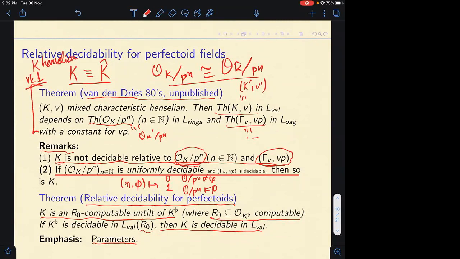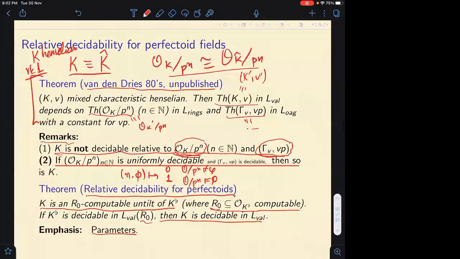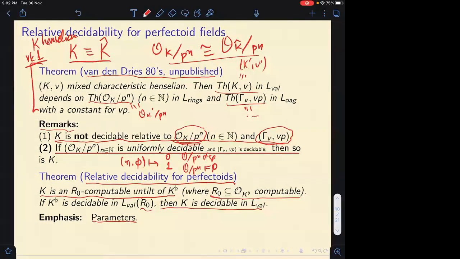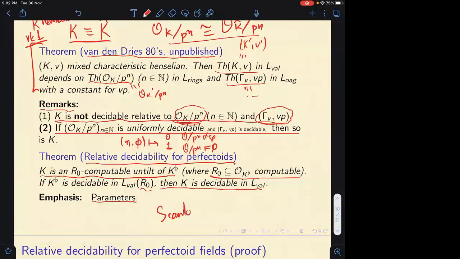Now, this is also true regardless of the characteristic, I think. There is an unpublished result by Rideau and Scanlon, which I just saw a few months ago, which is a general quantifier elimination result via which you can show things like this.